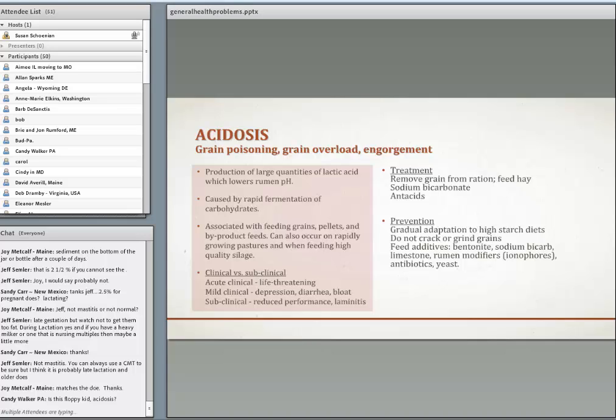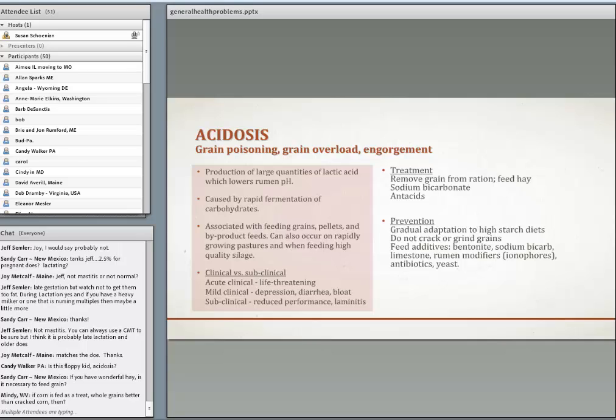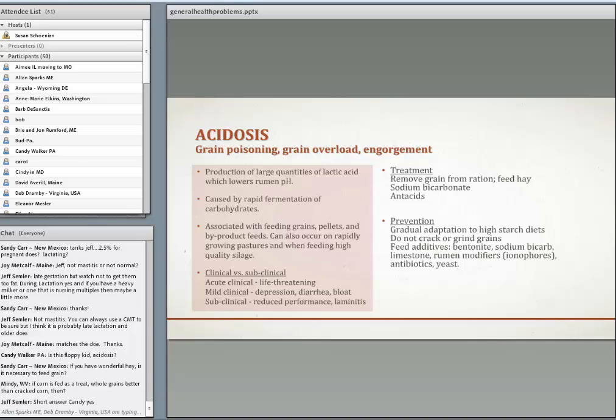The way we prevent acidosis, and this includes the subclinical kind, is to have a gradual adaptation to a high-starch diet. There's nothing wrong at all with feeding grain to ruminants. We simply need to give them time to adjust. We need to introduce grain slowly, and we need to increase it slowly. We do not want to crack or grind grains for sheep and goats. The only exception is the very young, a creep feed. When they're 2 weeks old, they can't process those grains yet. But for the most part, we do not want to crack or grind grains.